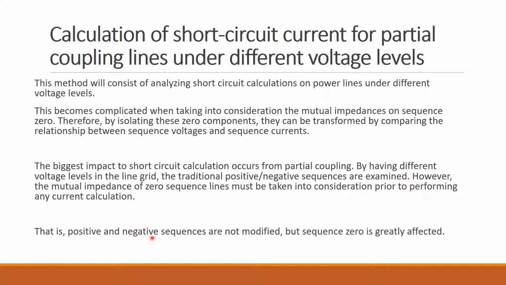That is, positive and negative sequences are not modified, but sequence 0 is really affected as we're trying to analyze these components separately. An easy way to see this is that we're performing superposition for the different sequence zeros, and by obtaining the summation of the sequence zeros, we actually obtain the actual result that simulates our model.